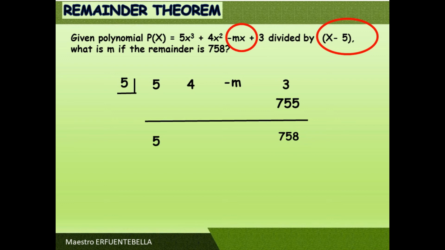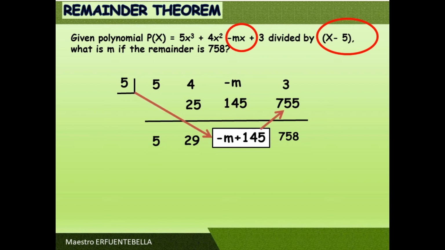So after that, go back to step 3 of the synthetic division. We will bring down the leading coefficient. So we have 5. Then 5 times 5 is 25, added to 4 is 29. Then 5 times 29 is 145. Since m is not given, we write negative m to be added to 145, or negative m plus 145. And then the process is multiplying 5 to negative m plus 145, and the resulting product is 755.